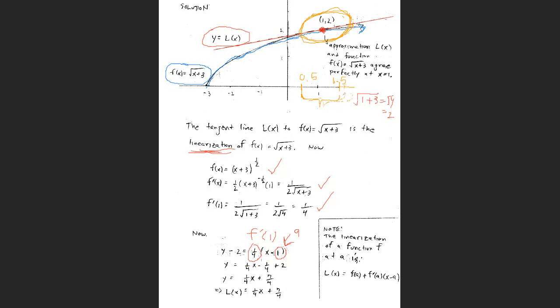Okay, so that's what they mean when you're going to let a equals 1. And that would make sense because when x equals 1, that's where the tangent line touches the function. That's the x value. And then, of course, the y here is equivalent to f of x, right?